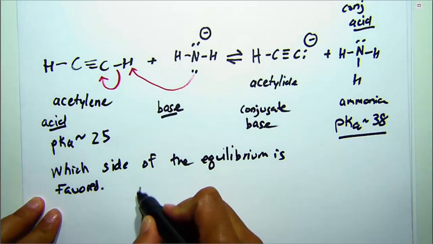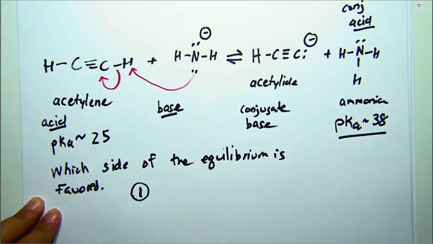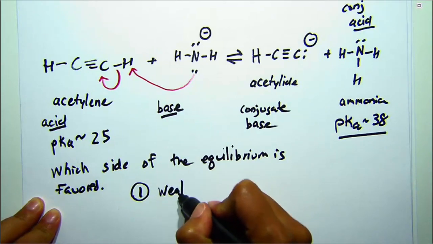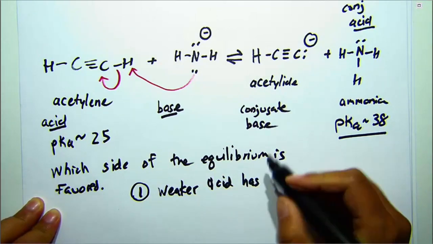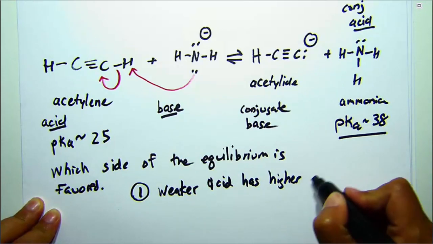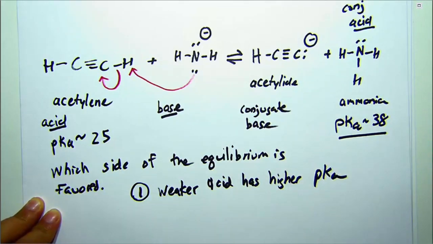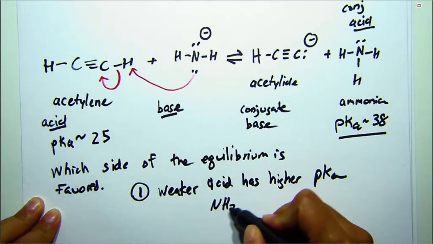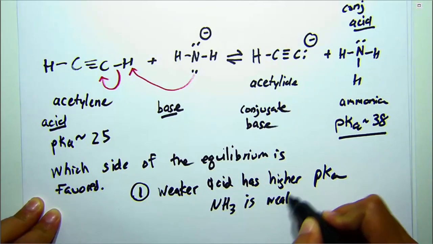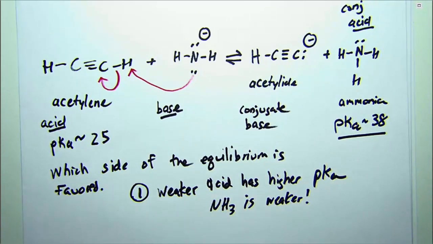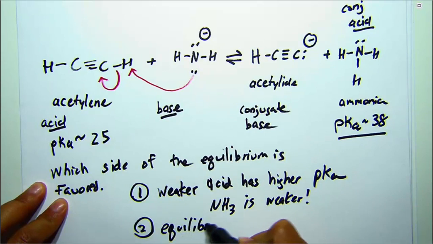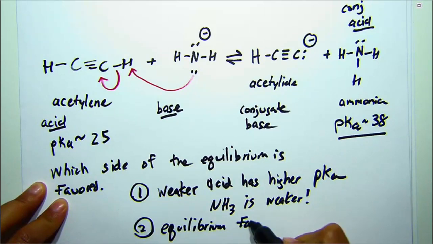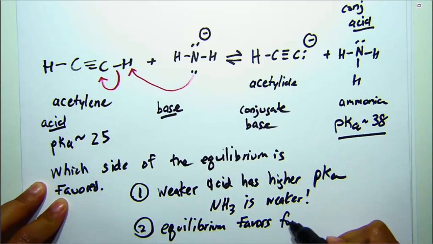Okay, so step 1, we can identify here the weaker acid has the higher pKa. Right, so in this case, NH3 is weaker. And then in step 2, we can predict that the equilibrium favors formation of the weaker acid.